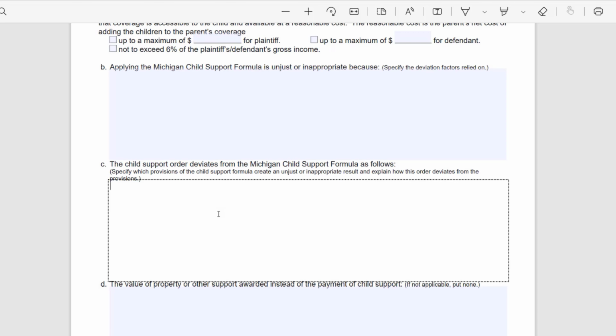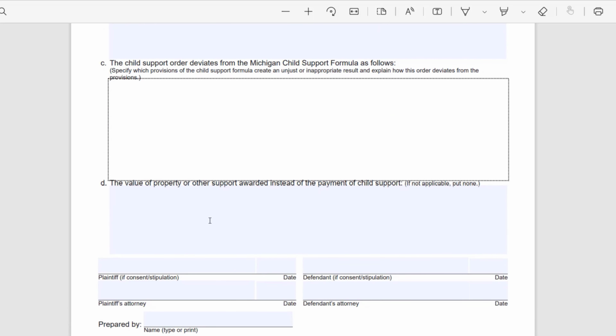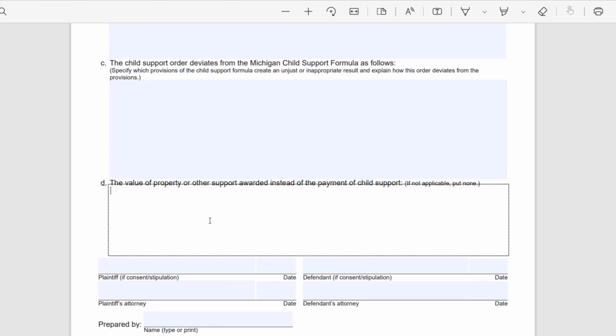And then this is the section for how that would create an unjust result. And again, just a brief description of what the change was and why that would create an unjust result. And that's going to be the language that can be put in here. There's also an option here for the value of property or other support awarded instead of the payment of child support. This isn't going to be common in every single case and isn't always going to come up, so this section does not need to be filled out.